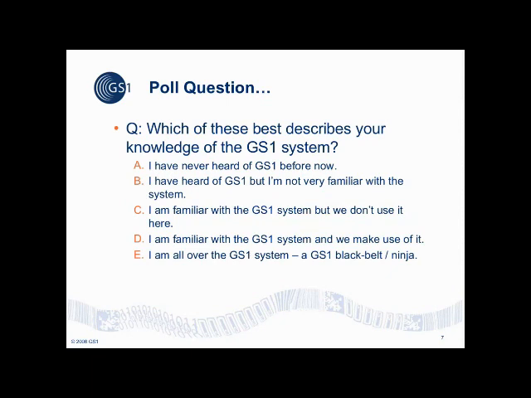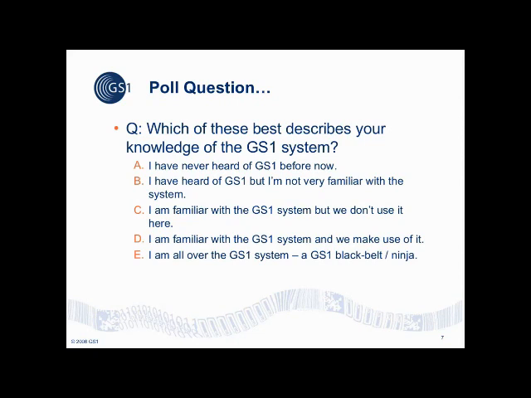A, I have never heard of GS1 before now. B, I have heard of GS1, but I'm not very familiar with the system. C, I am familiar with the GS1 system, but we don't use it here. D, I am familiar with the GS1 system and we make use of it. Or E, I am all over the GS1 system, a GS1 black belt ninja. So they are your options. Please do vote, and we'll give you a few moments.